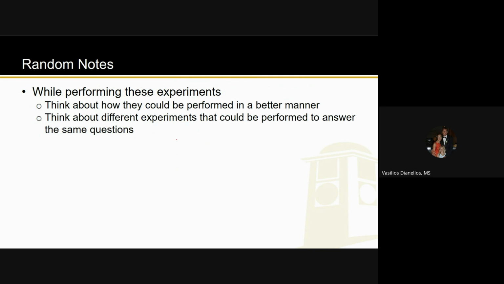Some more random notes: while performing these experiments, and I've alluded to this already, think about how they could be performed in a better manner, right? So as you're doing this, think, man, and I'll give you one, so you can't use this, and you're going to have questions about this. Well, no, I guess you could use this, but there's going to be more. So I'll give you this one, and then you can think of some other ones.